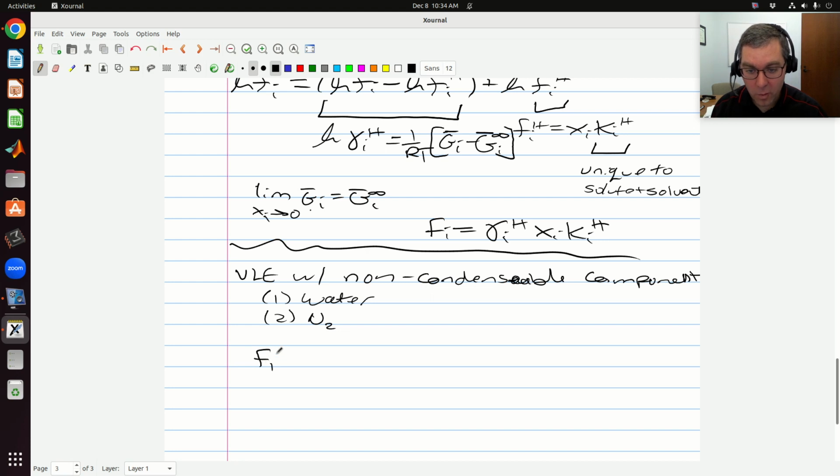Let me start with component 1. The fugacity of component 1 in the vapor is going to be equal to the fugacity of component 1 in the liquid. I then expand. In the vapor phase, it's going to be phi_1^v times y_1 times P. In the liquid phase, it's going to be gamma_1 times x_1 times phi_1^sat times P_1^sat times my Poynting correction.